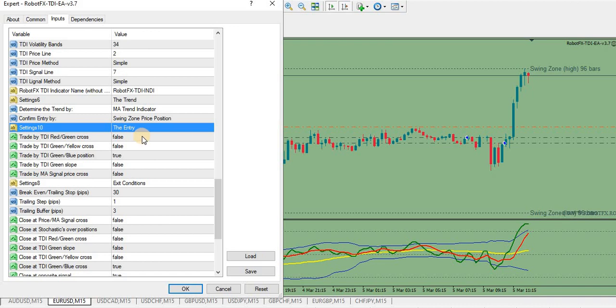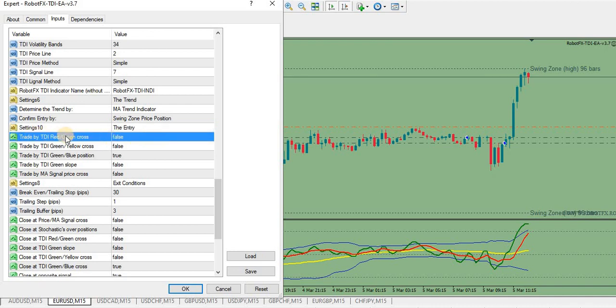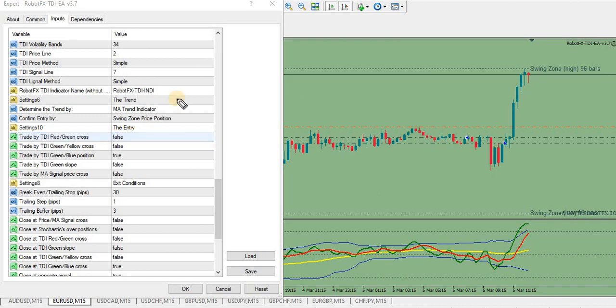So when will it buy? We have many options to determine an entry. One of them is the TDI red-green cross. That means that in an uptrend, the expert advisor will be allowed to buy only when the TDI's green moving average rises above the red moving average. Like for example, here the expert advisor will buy, here, I'm not sure, here.